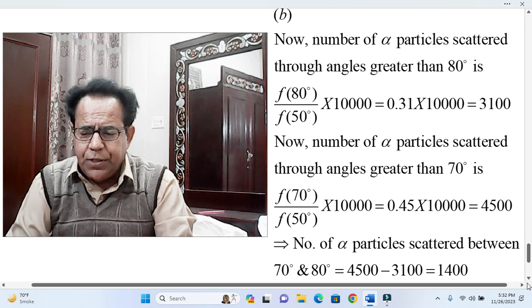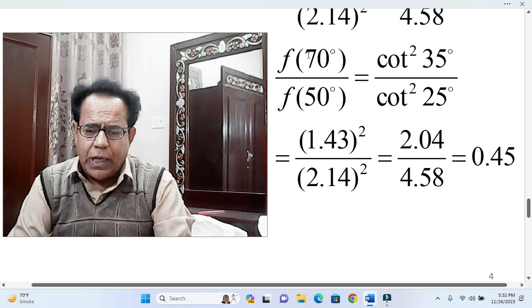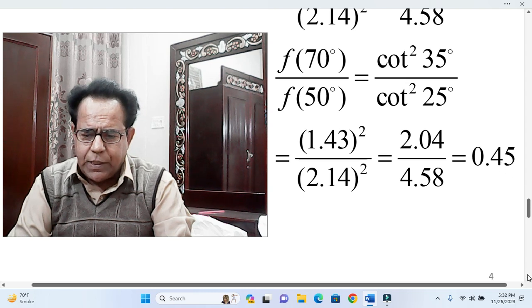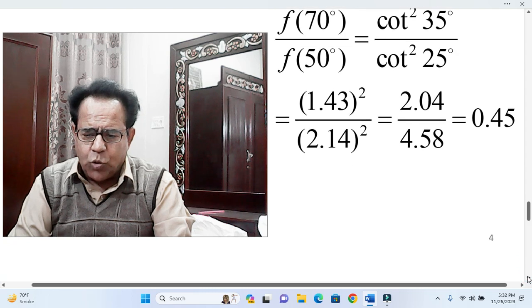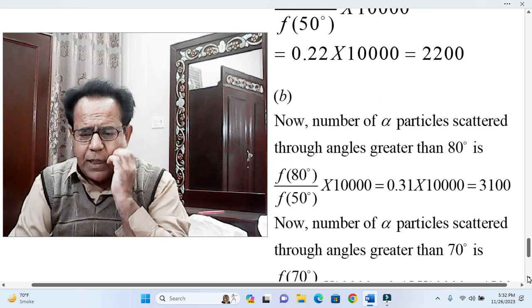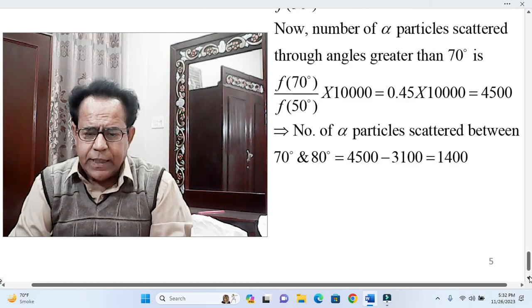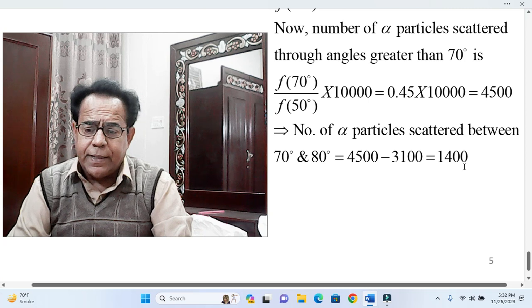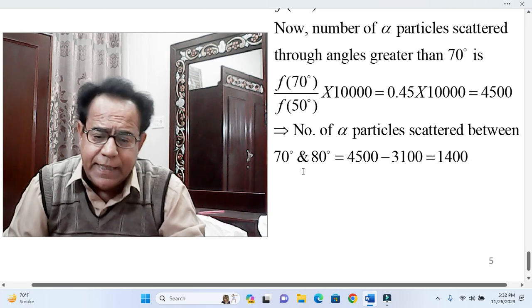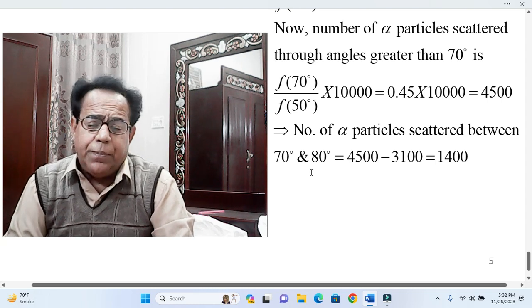Now see which value is 0.45. Yes, this value. F70 degree over F50 degree is equal to 0.45. We have used this value. 0.45 when multiplied with 10,000 becomes equal to 4,500. This implies that the number of alpha particles scattered between 70 degree and 80 degree, this is our main requirement.